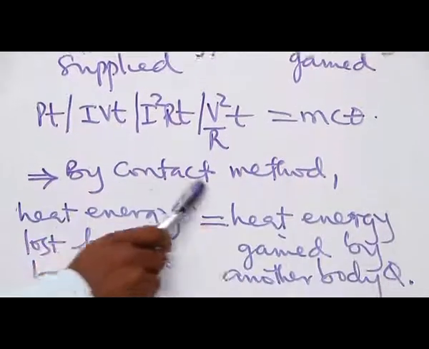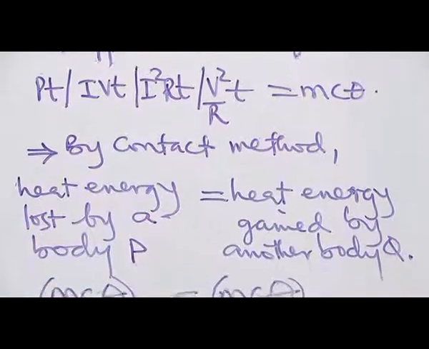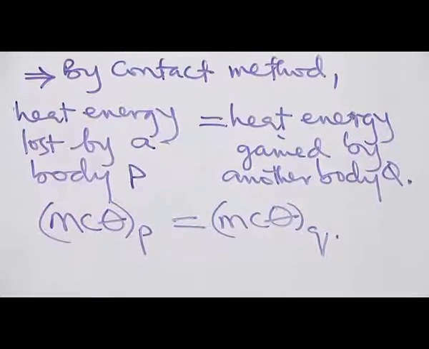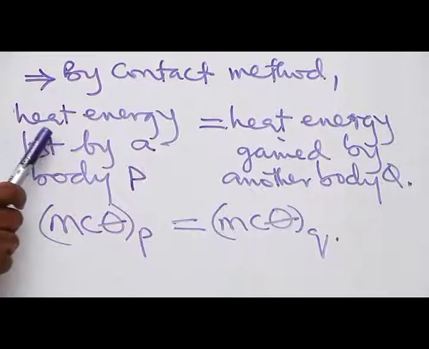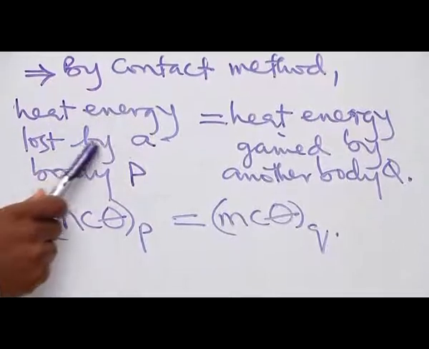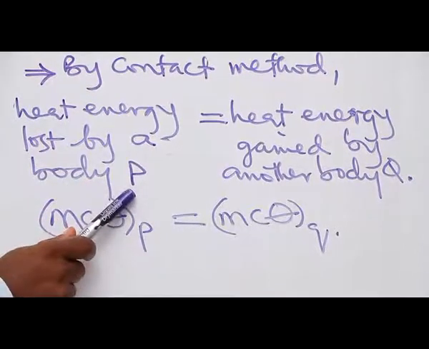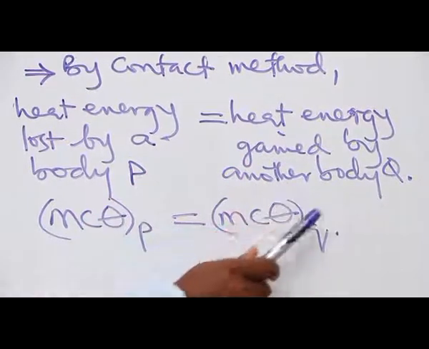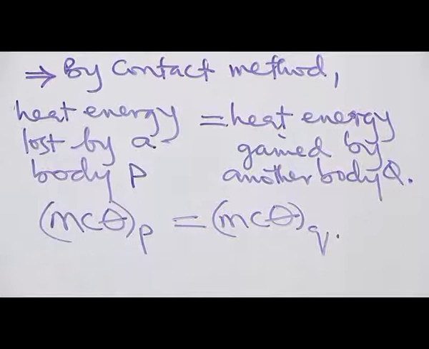Then by the method of mixtures, we make use of the fact that when two bodies are in contact, one will gain heat and the other one will lose. The heat energy lost by a body called P must be equal to the heat energy gained by another body that is in contact called Q.